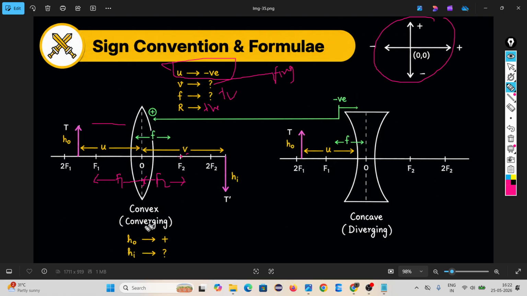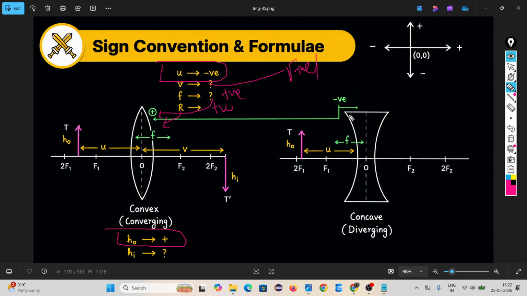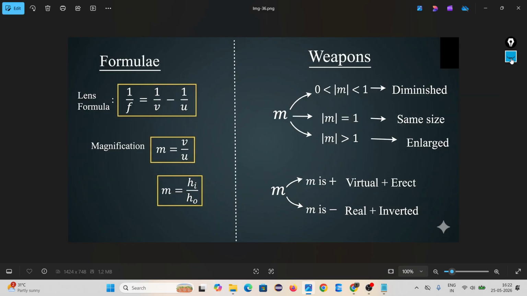Okay. And object height is always positive, and image height we will find. Look what we find: u always negative, ho always positive. After this, image we will find. Focal length for convex is always positive, but for concave always negative. Concave always negative, convex always positive. Remember or not? Yes. Then come to the same formula.